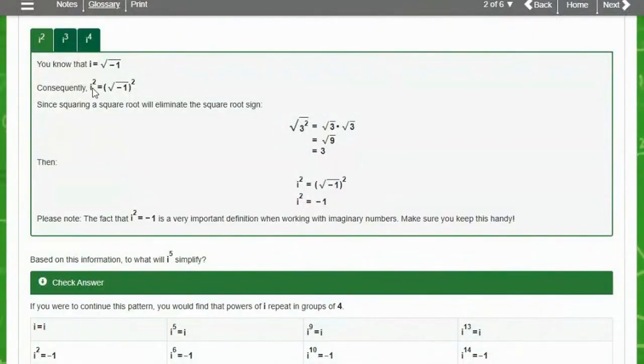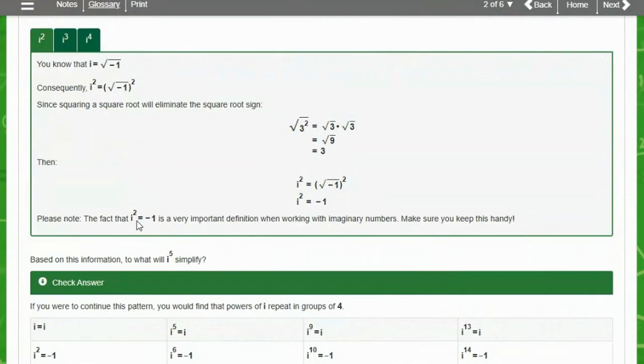Did you know that i equals the square root of negative 1? So i squared is the square root of negative 1 squared, and that's going to equal negative 1. If we took the square root of 3 squared, that's the same as the square root of 3 times the square root of 3, which is the square root of 9, which is just 3, because squaring something and taking a square root cancel each other out. So i squared equals negative 1 is a very important definition when we're working with imaginary numbers.